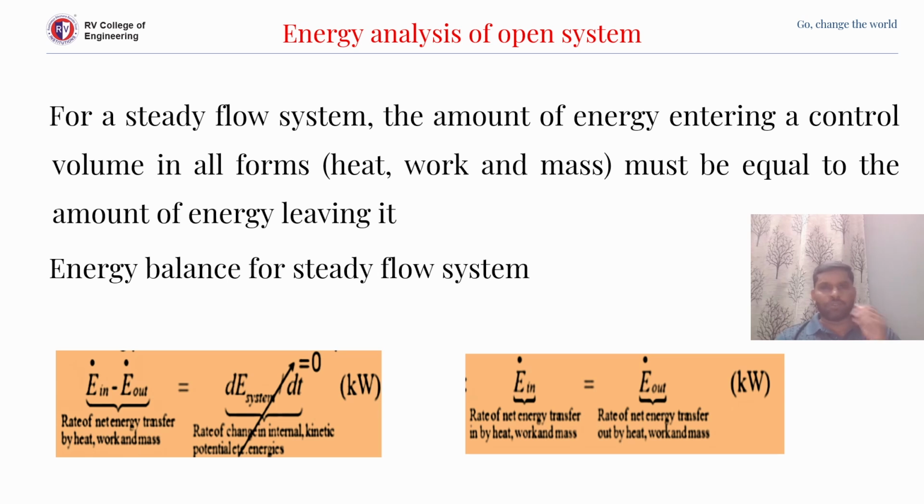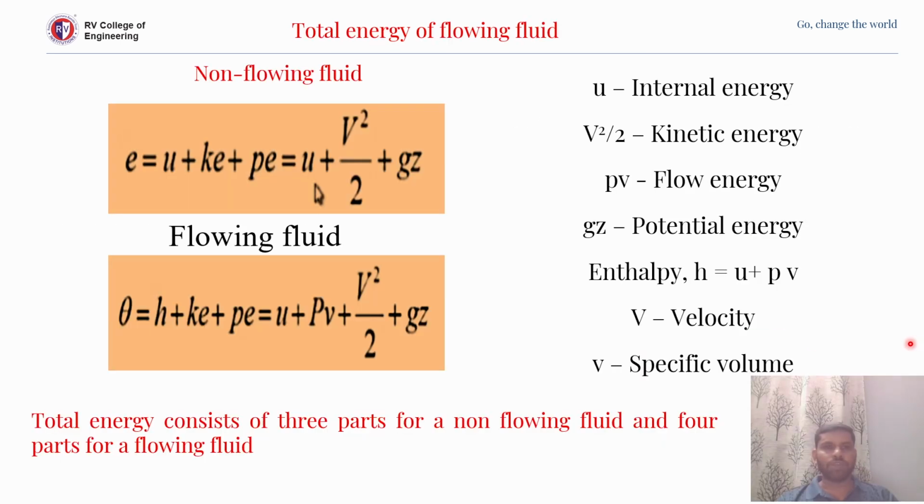Basically, for steady flow system, the amount of energy entering a control volume in all forms should be equal to the amount of energy leaving it. If I just see this equation, E in minus E out, the change in energy with respect to time is equal to 0. Hence, E in is equal to E out. For a non-flowing fluid, I have three energies: internal energy, kinetic energy, and potential energy. Whereas for a flowing fluid, I have enthalpy, which is the sum of internal energy plus flow energy.